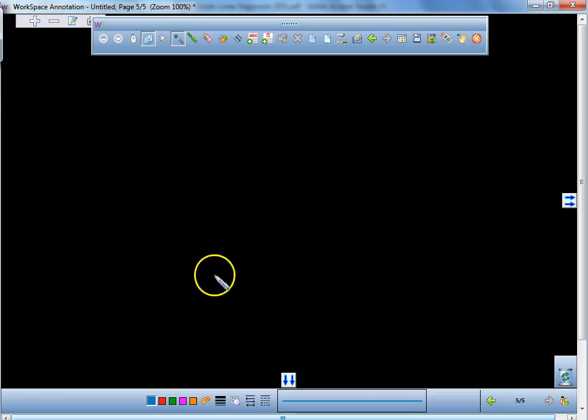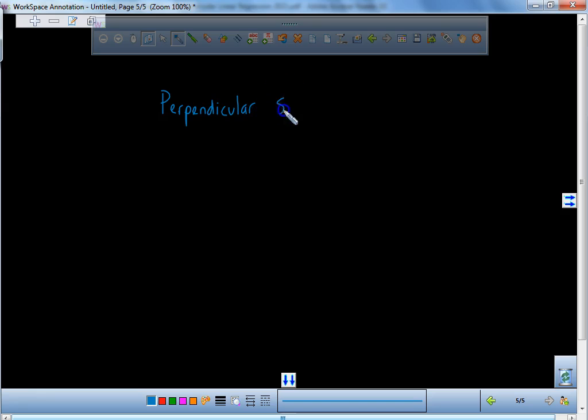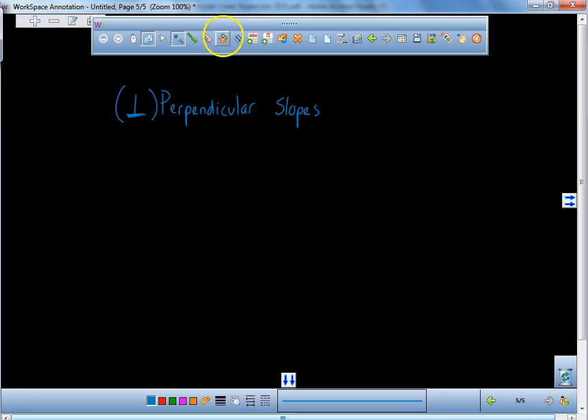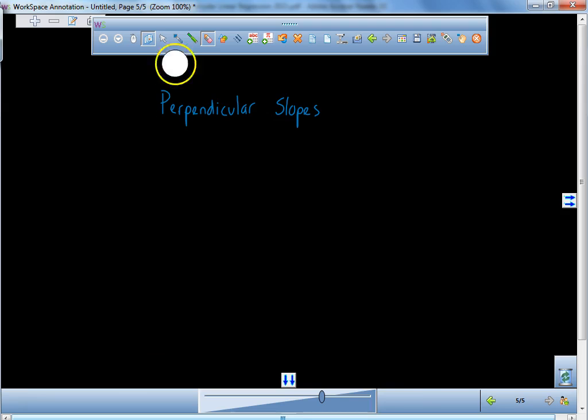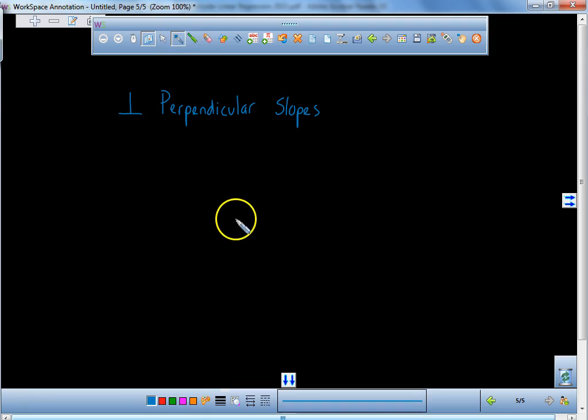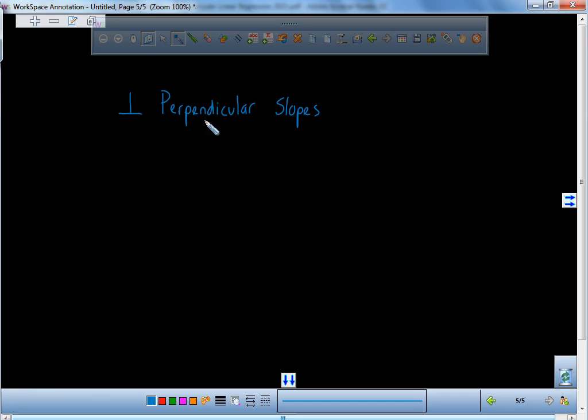Here we go. This is the only other concept we're going to talk about today, right here. Perpendicular slopes. From now on, I won't put it in parentheses. I don't want you to think I'm multiplying, sorry. I'm just going to put the upside down t. So from now on, whenever I write this upside down t, what do I want you to think? Perpendicular. That's a heck of a lot easier than spelling that word out over and over and over again. Okay?